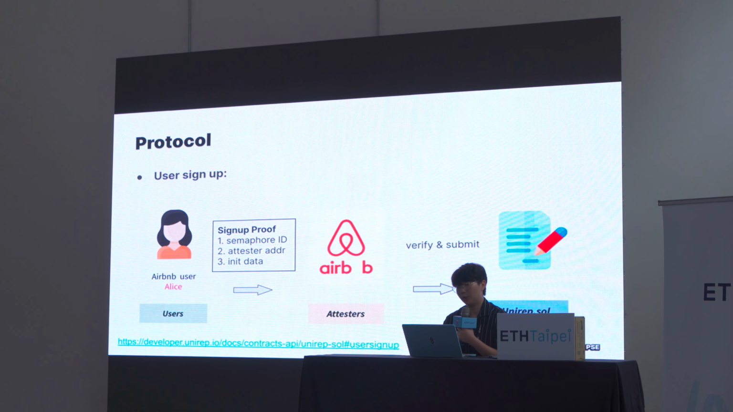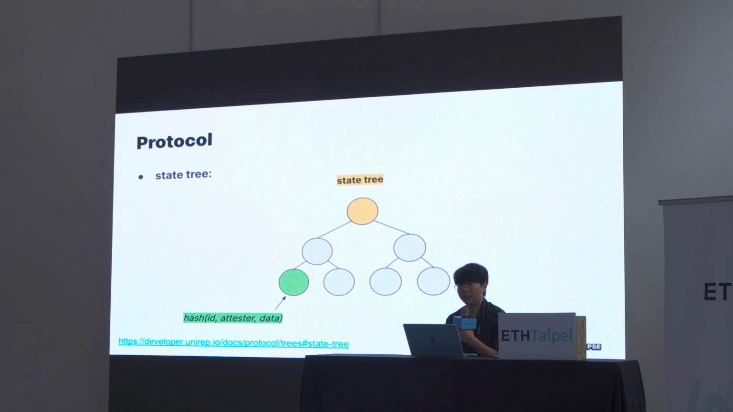So what is updated in the smart contract? It is like a semaphore. It will insert a Merkle tree leaf in this state tree. We call it the state tree, to define that the user signed up in this application and what its data is. So the leaf is the hash of ID, attester and data.